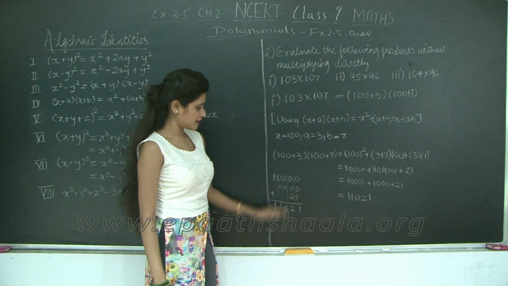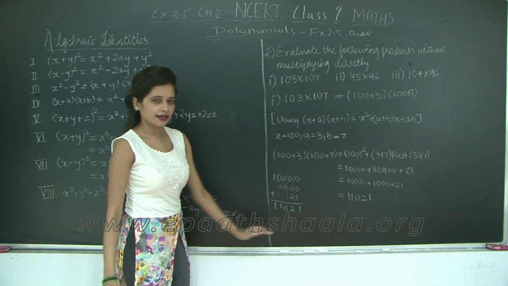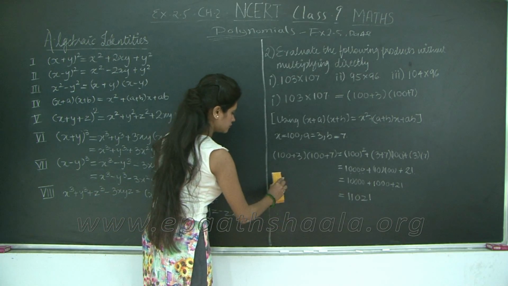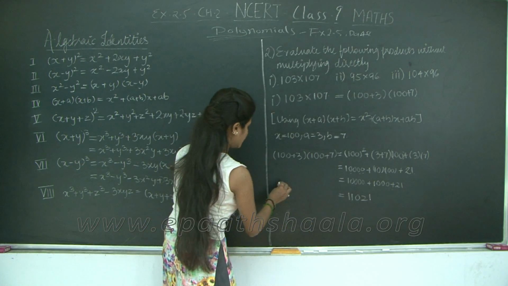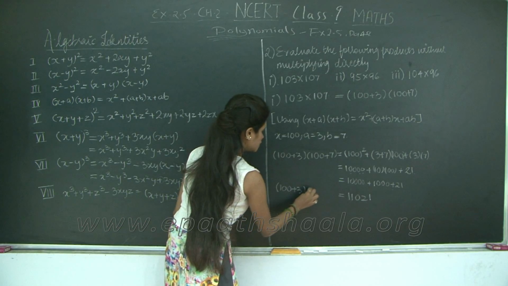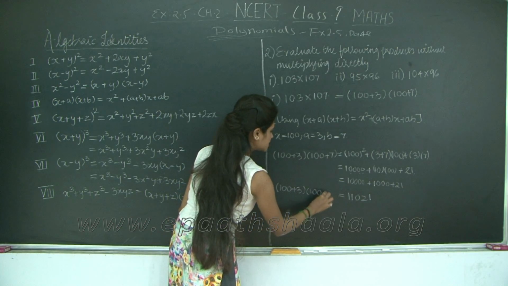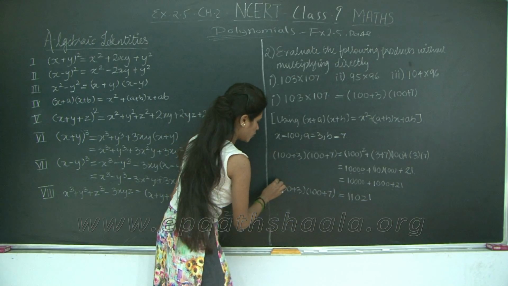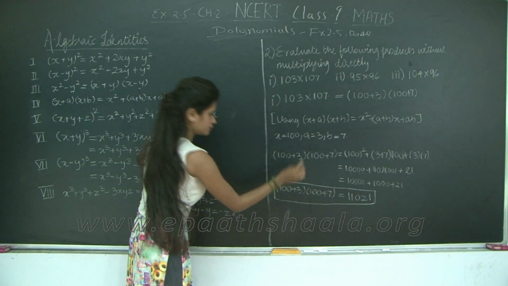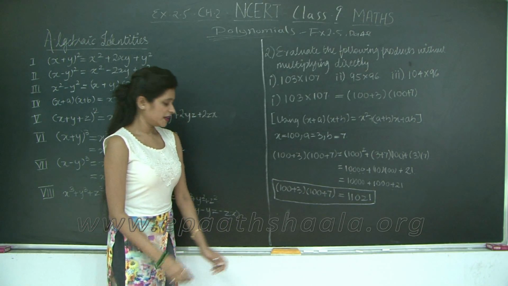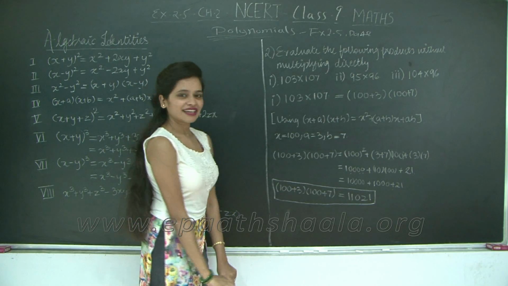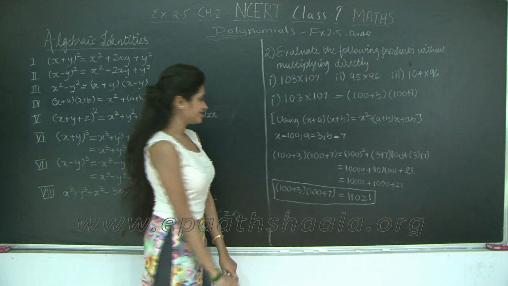So I am erasing this working. Just take a look before I erase. Okay? So you have 100 plus 3 into 100 plus 7 is equal to 11021. Okay? Please make sure you're really neat in maths no matter how your handwriting is. Okay? Let's go on with the second question.